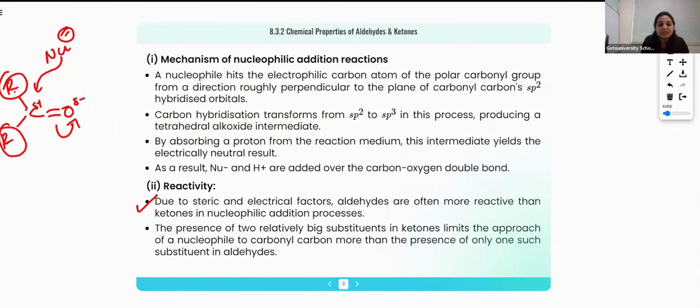Then what is happening in the case of aldehyde? In an aldehyde, only one is an alkyl group, the other is hydrogen.